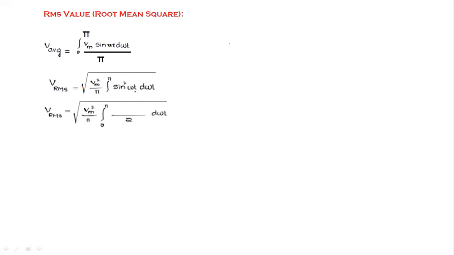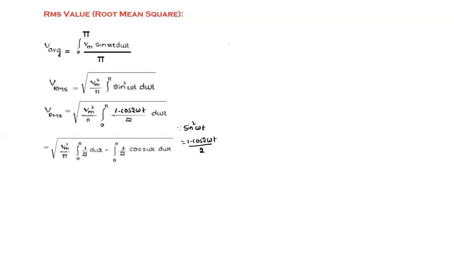Now to simplify the above root, I am using the formula sin square omega t is equal to 1 minus cos 2 omega t divided by 2. This is the formula we are having. So I am replacing sin square omega t by 1 minus cos 2 omega t by 2. Now I am taking the terms separately: Vm square by pi, integration 0 to pi of 1 by 2, and 1 by 2 cos 2 omega t. These two terms I am taking separately.